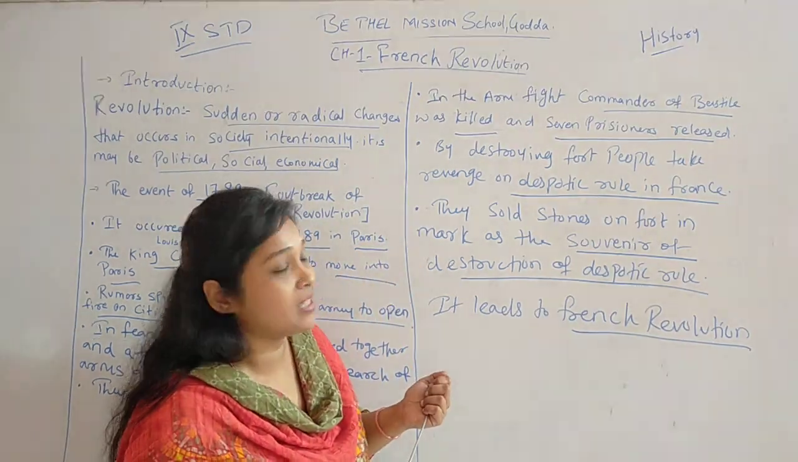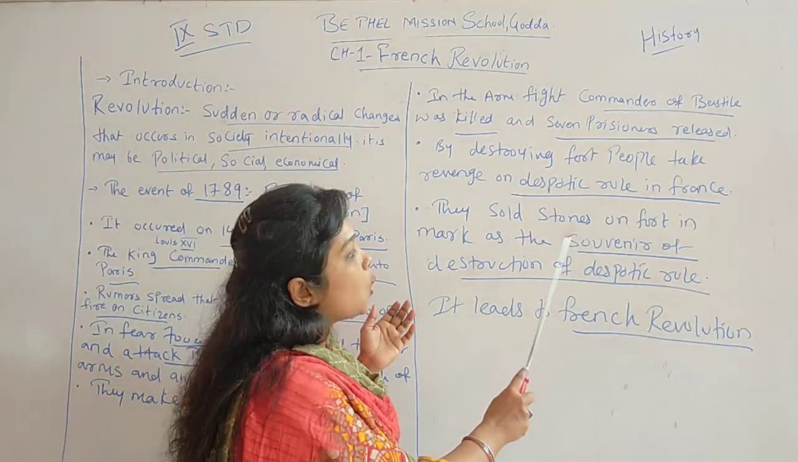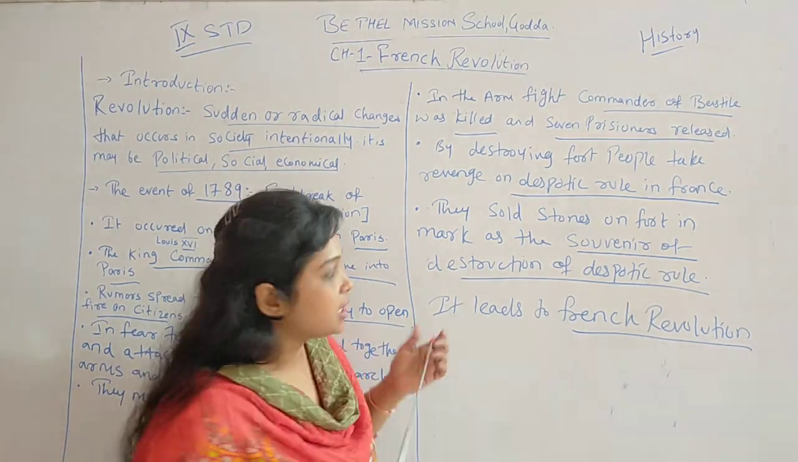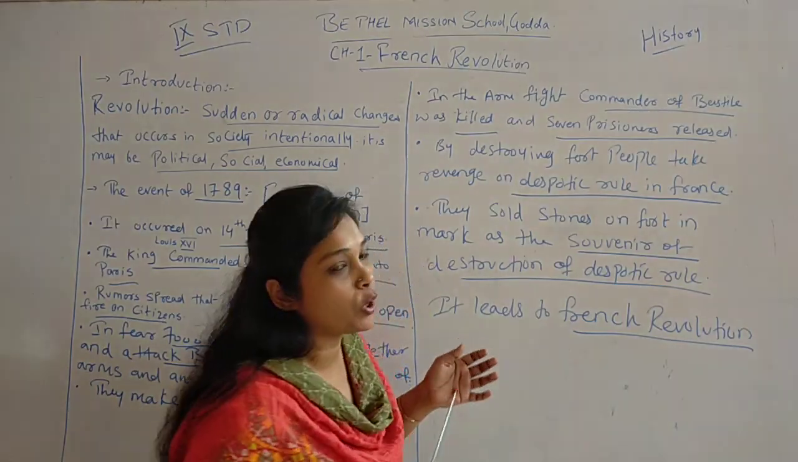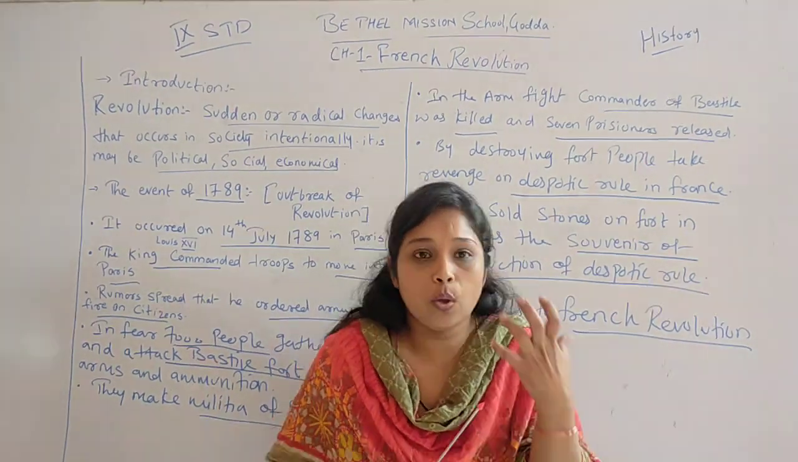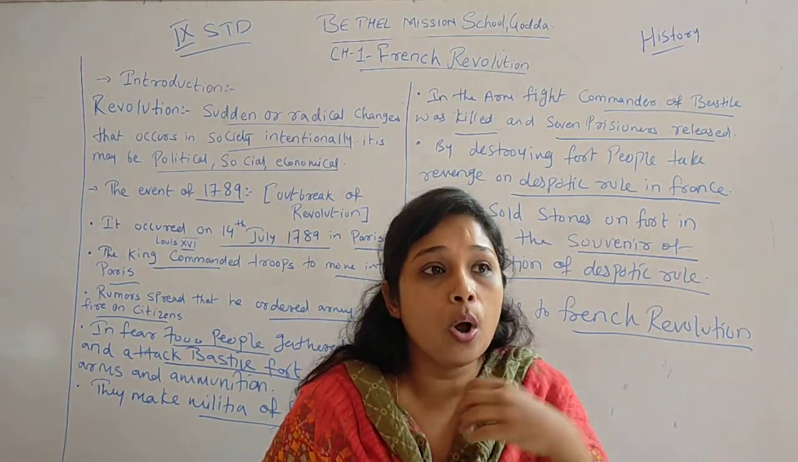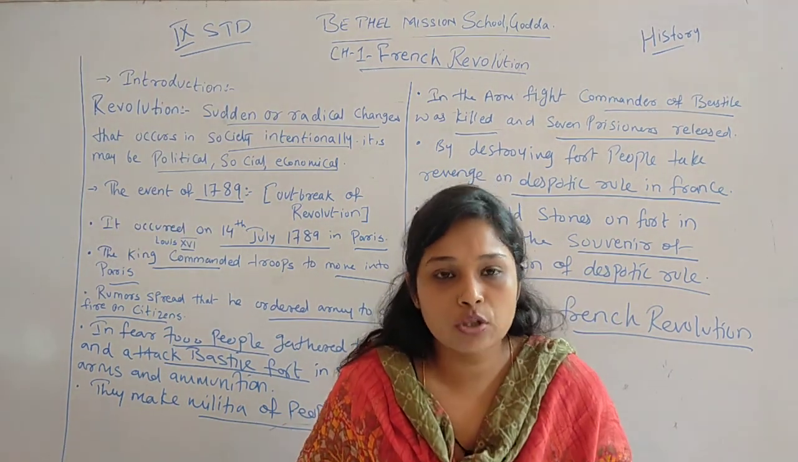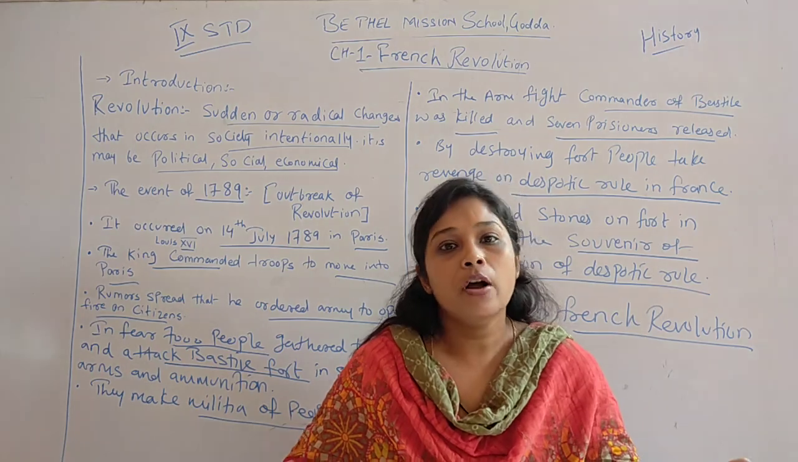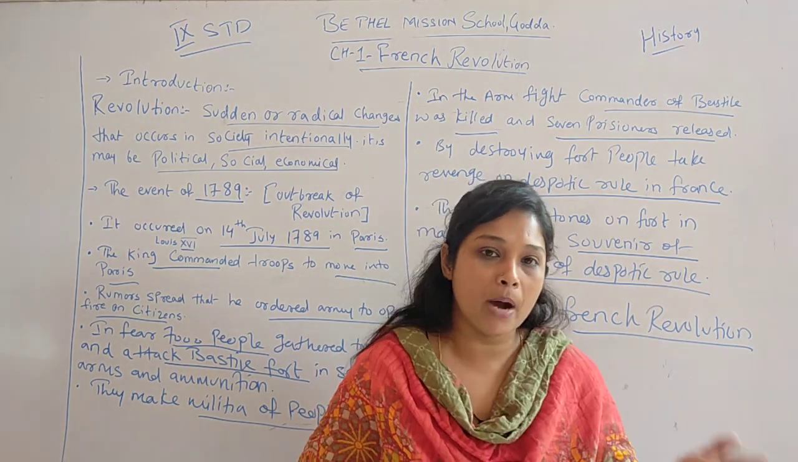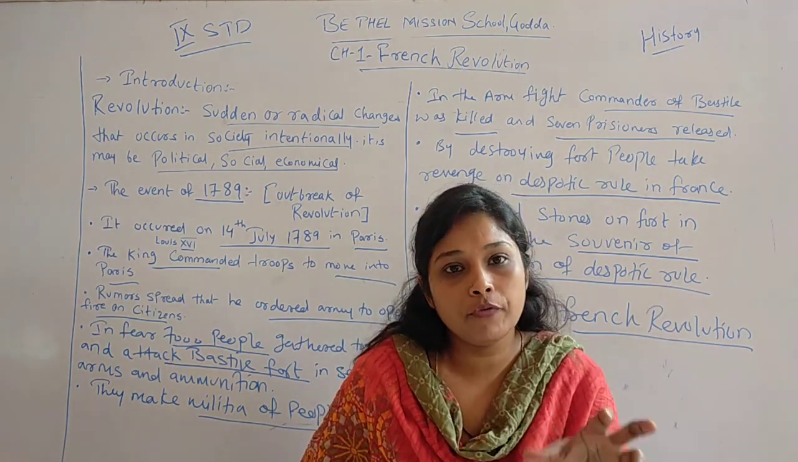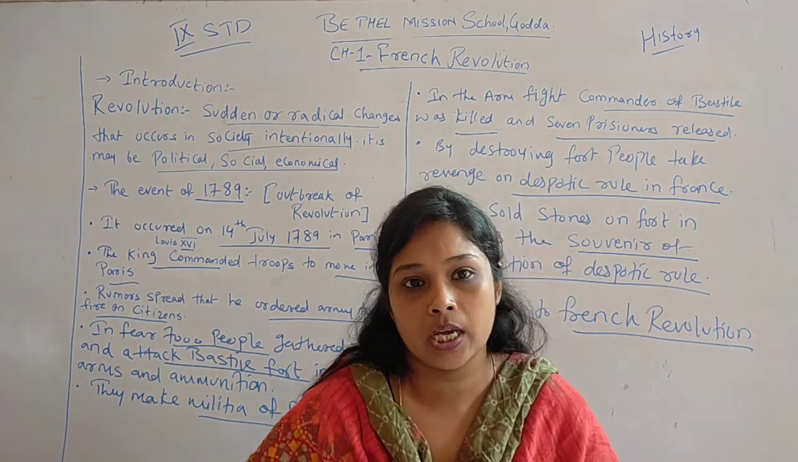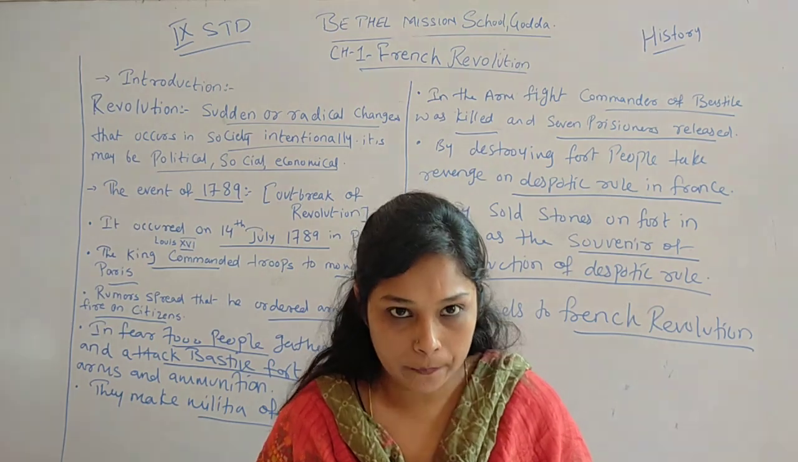After destroying the Bastille fort, what do people do? They sold those fragmented stones of the fort in the market as a souvenir of the destruction of despotic rule. Souvenir means a symbol. They wanted to have that symbol, or that memory, that they did something against despotic rule, because of which they sold those fragmented stones in the market to show the symbol of unity, or to show the symbol that they started the revolution against the despotic rule.